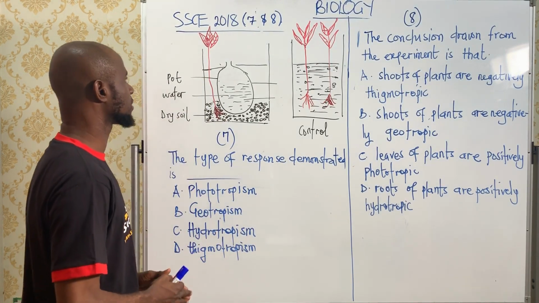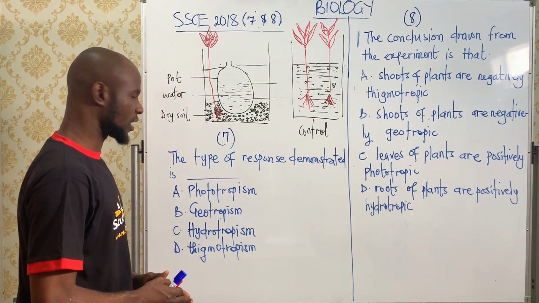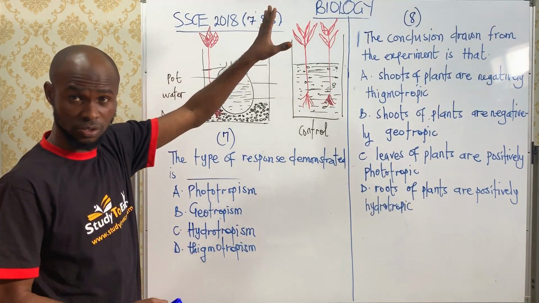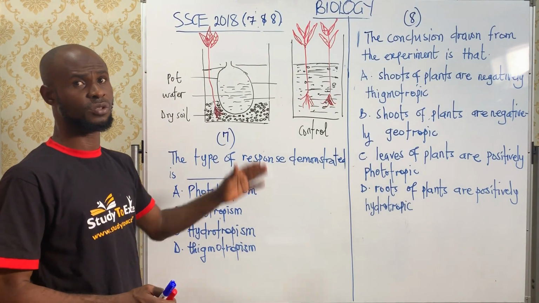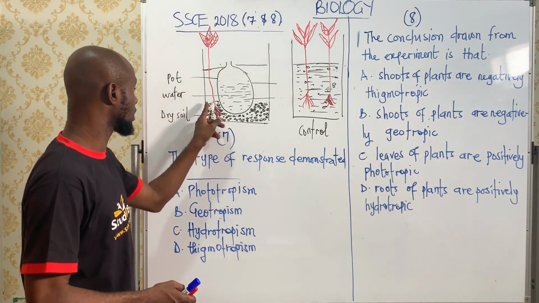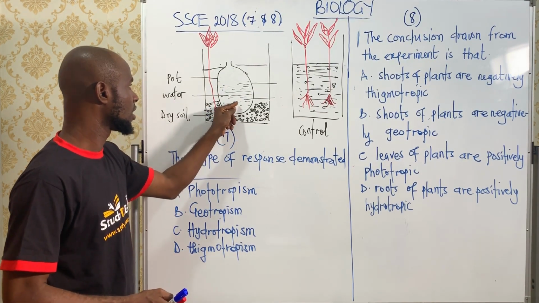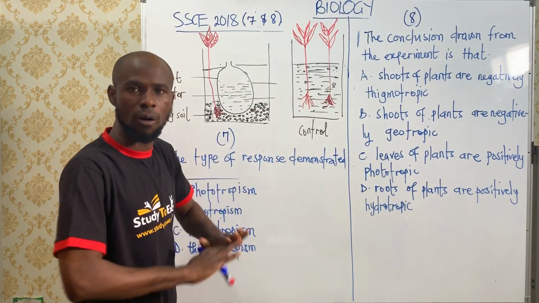So let's look at the question. The type of response demonstrated is dash. A, phototropism. Photo means light, and there is no sunlight here at all. So the answer will not be A. The next one is geotropism. It's not talking about the gravity here, it's talking about the water. You can see this, the root of this plant is moving towards the water, because here is the water. While the control experiment, the root is normal. Okay?